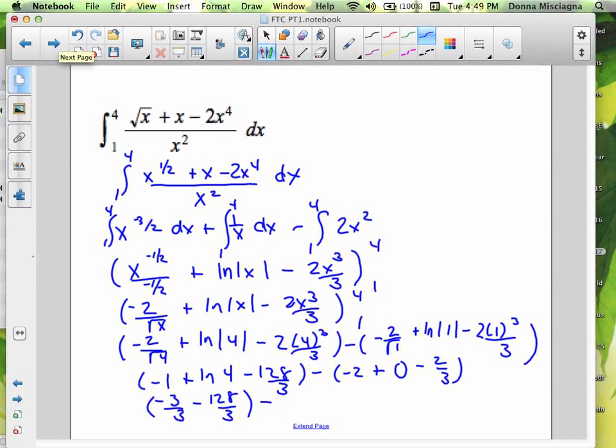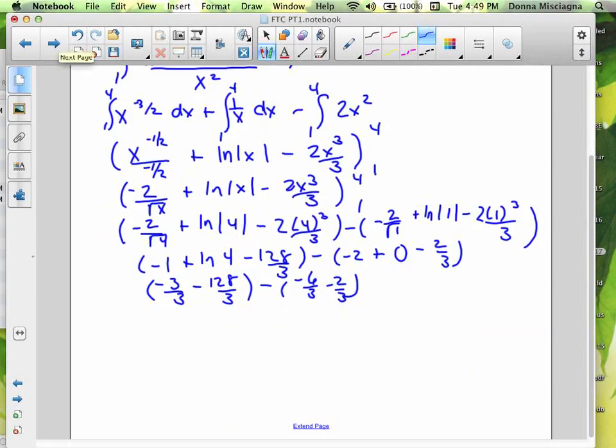Minus, and this is actually going to be a minus a negative here, so that's going to be a 6/3. So negative 6/3 minus 2/3. So I'm going to extend the page again. So I've got negative 1/3, oh, plus a natural log of 4. Right, all I did was move them over. So we have negative 1/3 plus 8/3, because that's going to be a positive, plus natural log of 4.